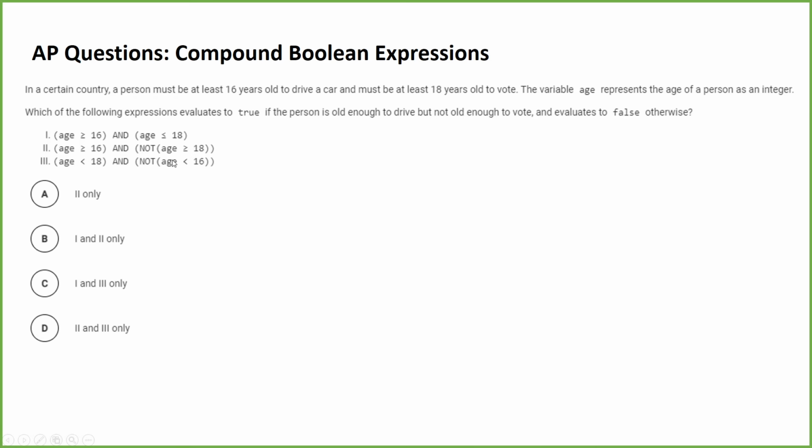But what happens here? Now, if the person's 16, right? If the person's 16, this will be false. But that not will flip it to be true. So they're not only less than 18, but they're also greater than 16. If they're less than 16, this would be true, but that would be flipped to false. So then we'd have a false here. So I think 2 and 3 are the ones that work.